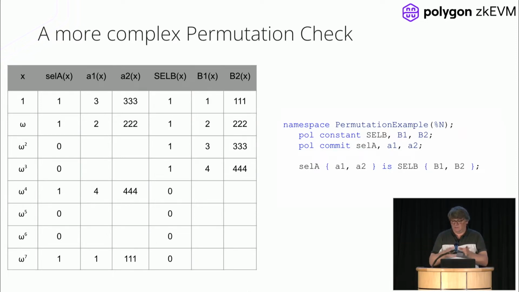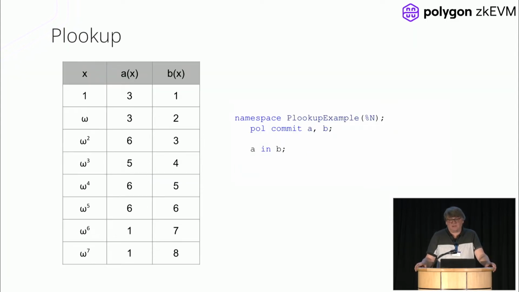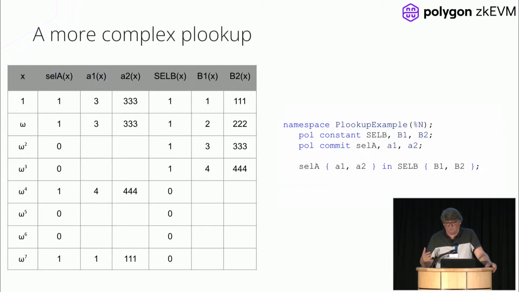We have a selector, and the polynomials that we want to check the permutation of is whatever it is. We have exactly the same for a Plookup. A Plookup is just an inclusion. So all the numbers in the polynomial need to be included in the other polynomial. We write it that way, with the statement is in: A must be in B. And of course, we also have it for multi-column and with selectors. As you can see, this is quite powerful for creating all the operations. We will see later a little bit how we use that.